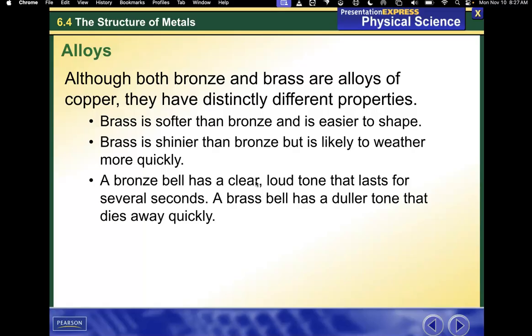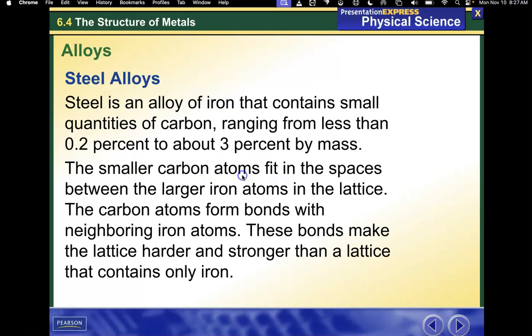Although both bronze and brass are alloys of copper, they have distinctly different properties. Brass is softer than bronze and is easier to shape. Brass is shinier than bronze, but is likely to weather more quickly. A bronze bell has a clear, loud tone that lasts for several seconds. A brass bell has a duller tone that dies away quickly.